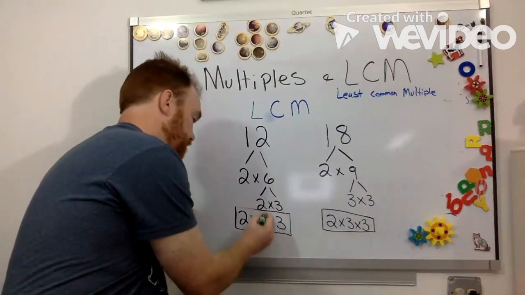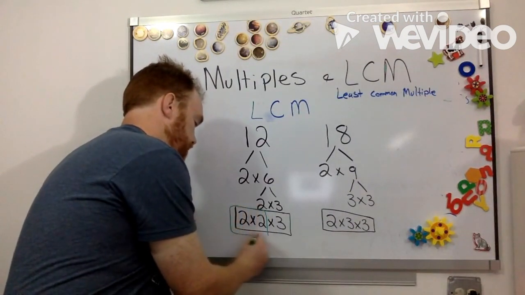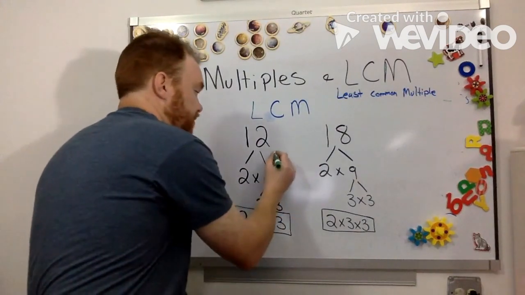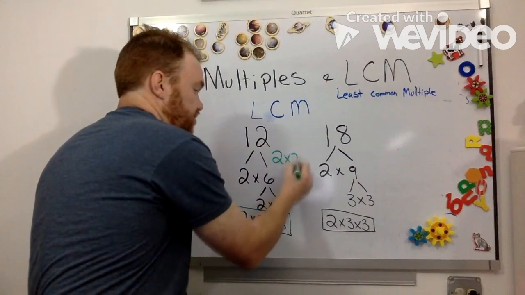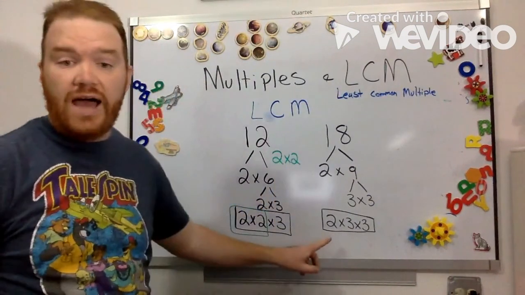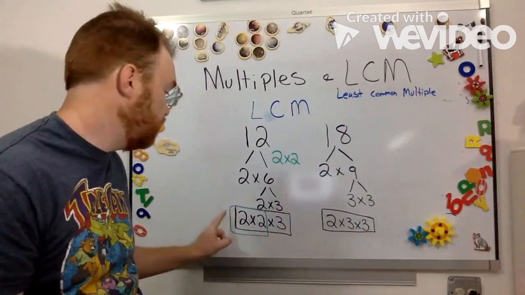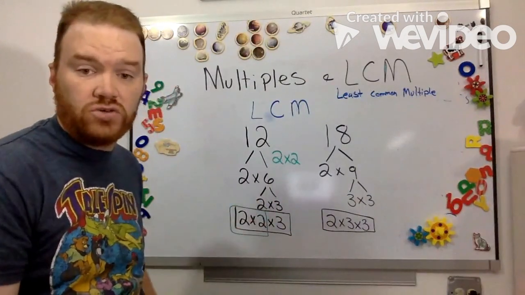Okay? I'm going to put them right here: 2 times 2. Okay? I'm going to ignore this 2, nothing to do with that 2 in the 18. This one had more, so I'm taking those 2's.